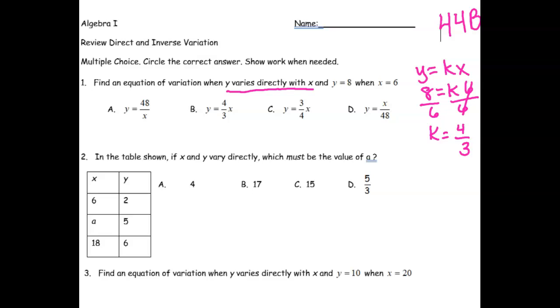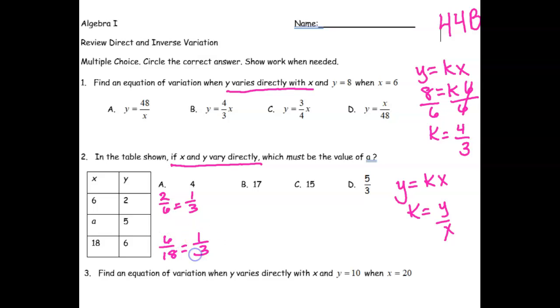If you're looking at number 2, you've got a table. If x and y vary directly, what must be the value of a? So you could actually just look at your x and your y and see that if they vary directly, y is equal to k times x. You know your k is equal to y divided by x. And you can look at your values of y divided by x, and here it would be 2/6, which would be 1/3. Okay, here it would be 6/18, which would be equal to 1/3. Okay, so then you could just multiply the 5 times 3, and then you would get your value for a.